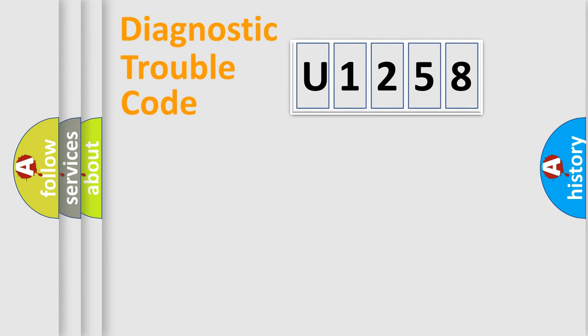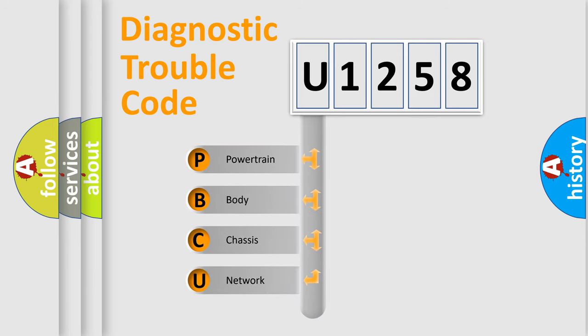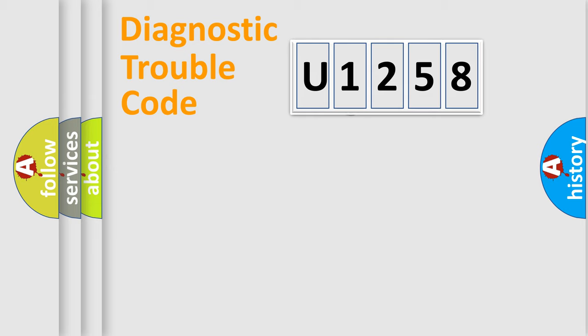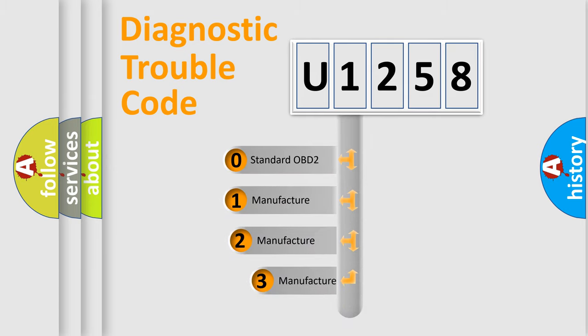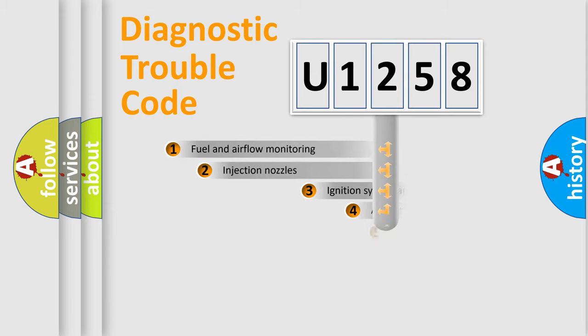Let's do this. First, let's look at the history of diagnostic fault code composition according to the OBD2 protocol, which is unified for all automakers since 2000. We divide the electric system of an automobile into four basic units: powertrain, body, chassis, network. This distribution is defined in the first character of the code. If the second character is zero, it is a standardized error. In the case of numbers 1, 2, 3, it is a more prestigious expression of the car-specific error.